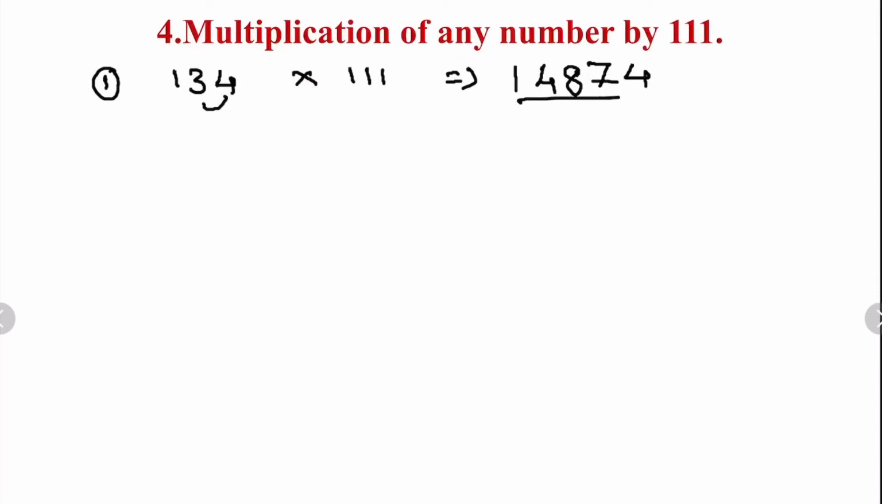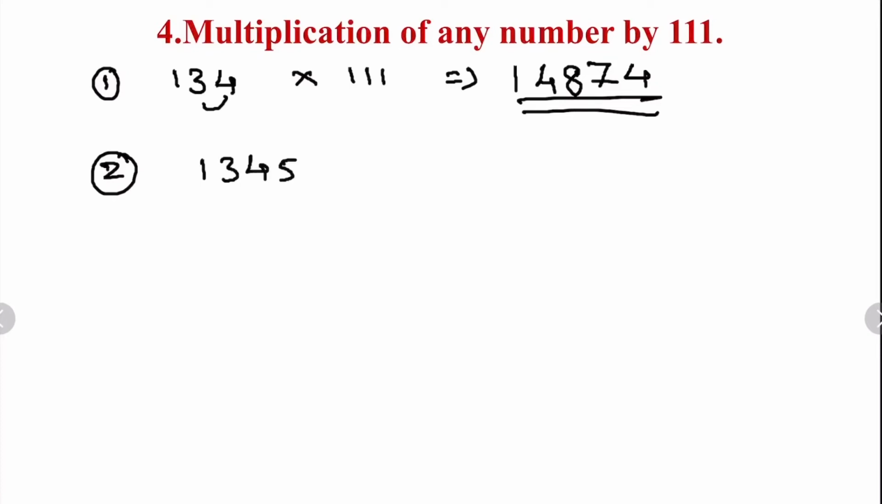Multiplication of any number by 111. So 111, how to calculate? For example, if you take 134 multiplied with 111. So take 4 at the right hand. So 4 plus 3, 7. 4 plus 3 plus 1, 8. 3 plus 1, 4, 1. This is the answer.